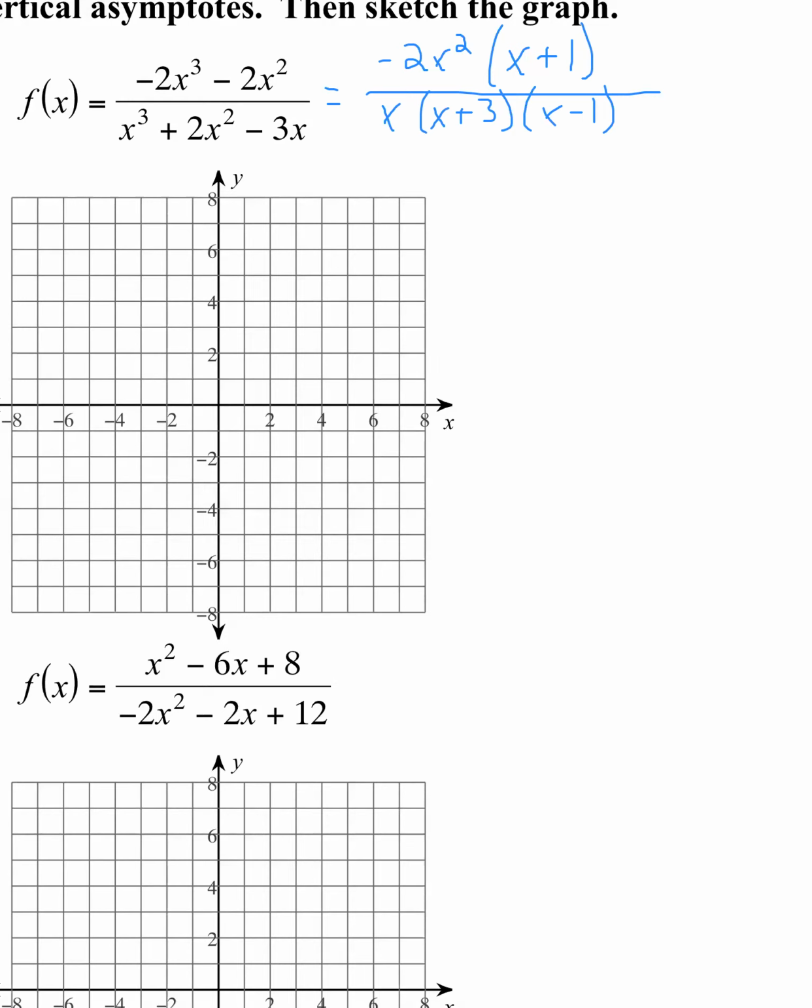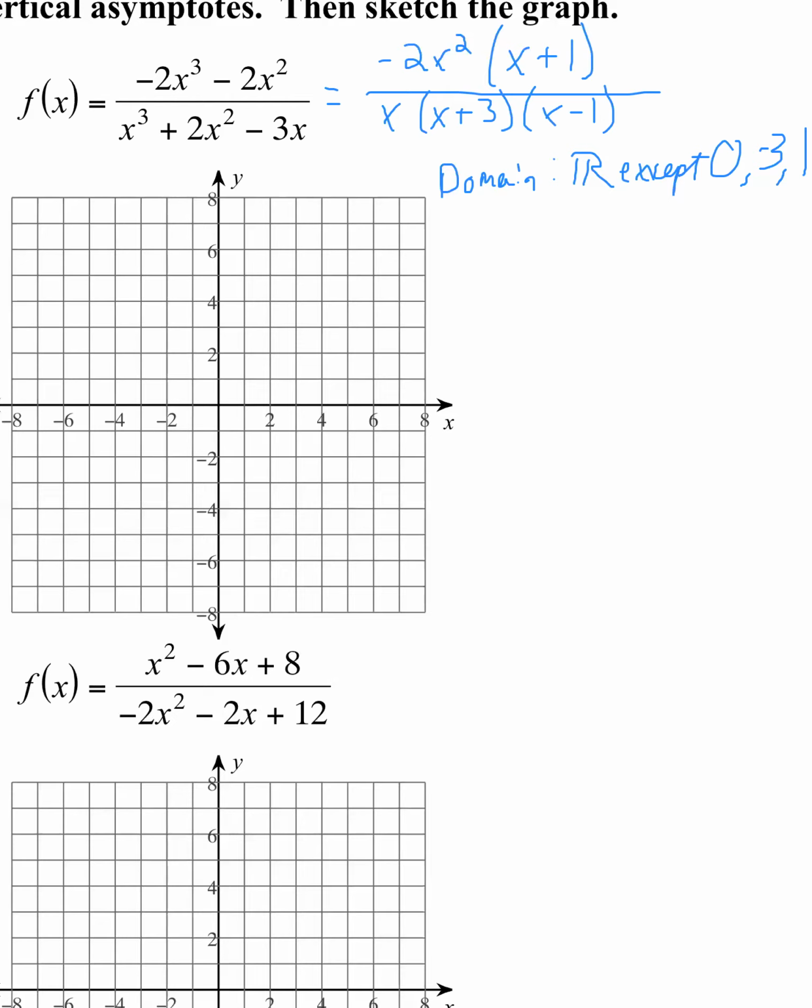Okay, so now I have everything factored, and I'm ready to talk about my domain. So my domain is going to be all reals except for anything that makes my denominator turn into a 0. And in this case, I'm going to have 3 things. I cannot have 0, I cannot have -3, and I cannot have +1. Those 3 numbers would create a 0 in my denominator, which I can't have. So my domain needs to exclude those values, okay?